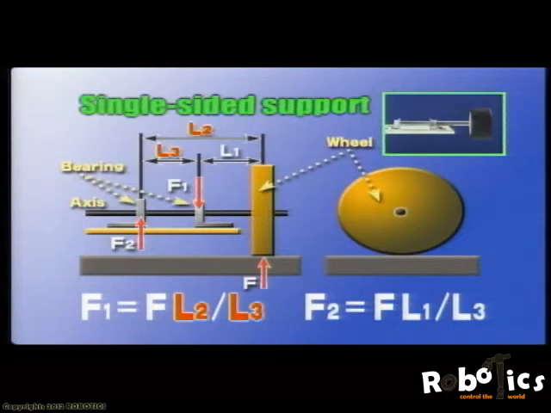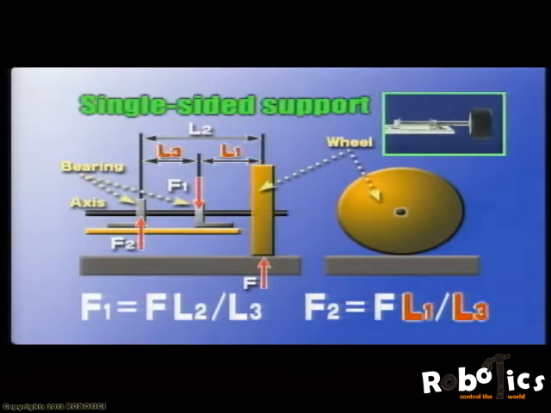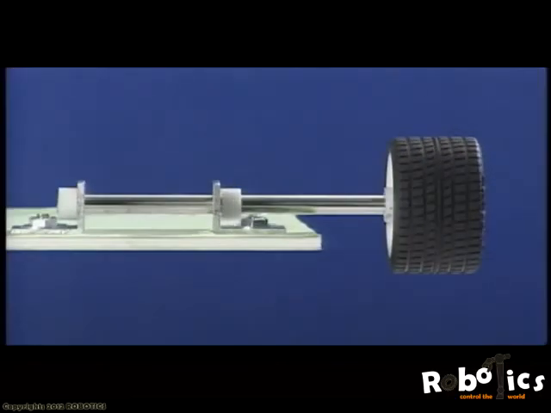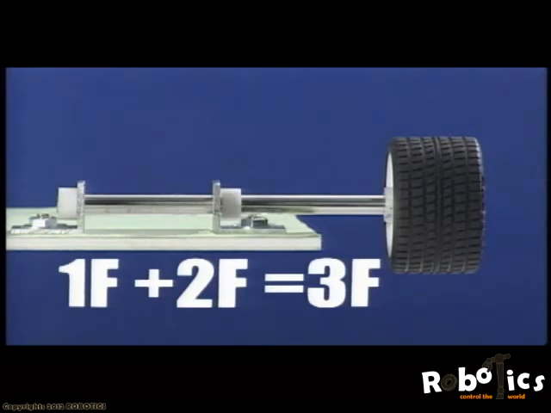The force applied to the inner bearing, compared to that applied to the wheel, is the same as the ratio of L3 to L2. The force applied to the outer bearing compared to that of the wheel is the same as the ratio of L3 to L1. In this example, the ratio of L2 to L3 is about 2, which means that the force applied to F1 is about twice the amount that's applied to the wheel. The force at F2 is about the same as that applied to the wheel. Adding these together, the force applied to the bearings is 3 times the force that's applied to the wheel.